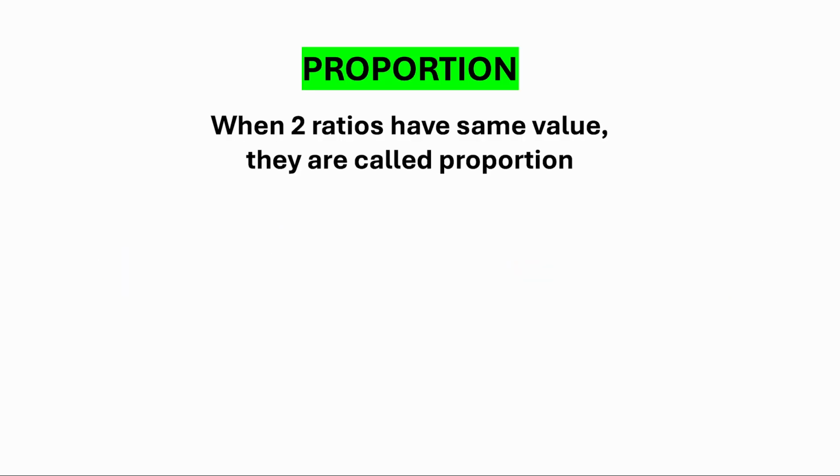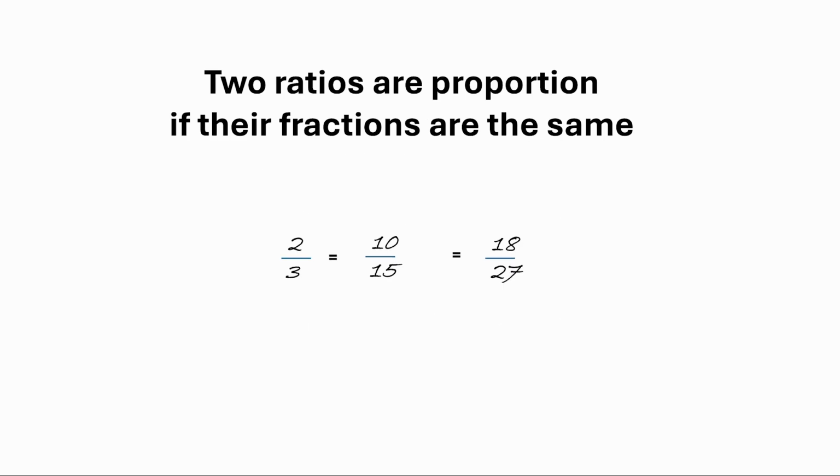So what is proportion? When two ratios have the same value, they are called proportion. Check these three. If you solve them, you would get the same value too. So they all are proportion. Two ratios are also proportion if their fractions are the same. For example, here we have 2 by 3, 10 by 15 and 18 by 27. If we reduce them, you would find that eventually it's the same 2 by 3. So the values are the same, so they are proportion.